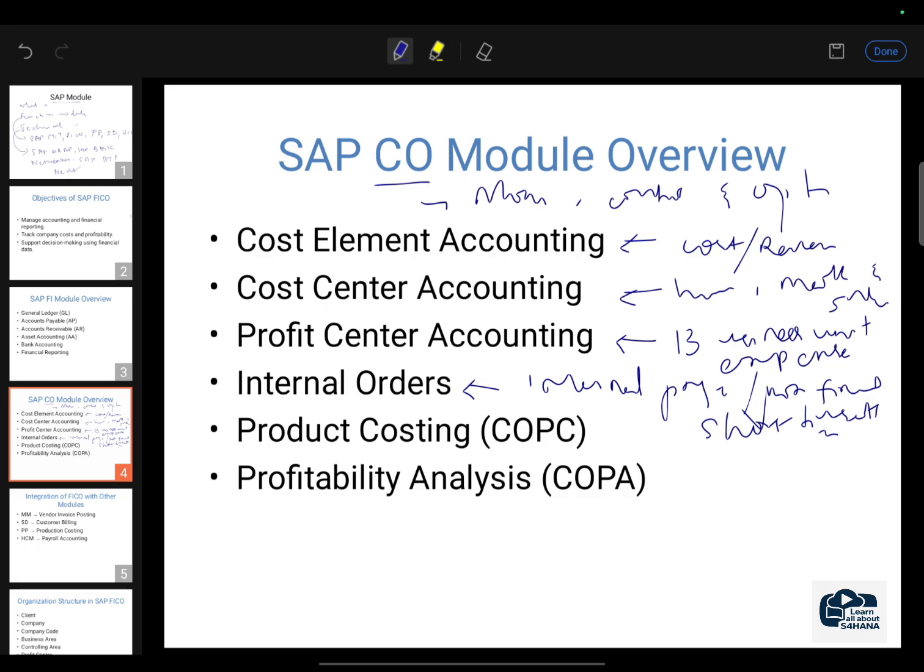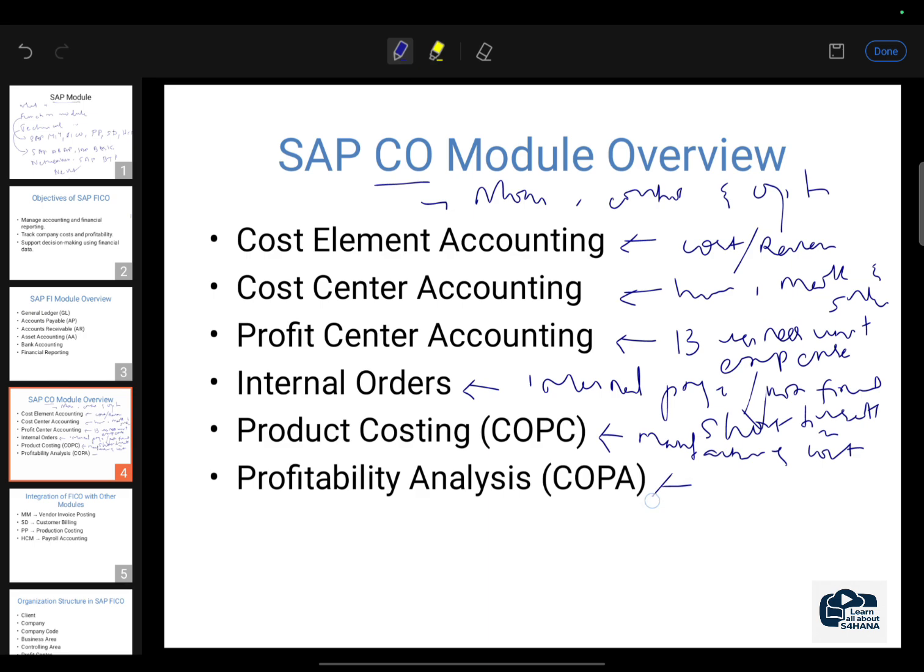Next in cost controlling, the next submodule is product costing. This product costing and controlling is a critical module that helps organizations manage and analyze their manufacturing cost. In short, we say it is COPC. Manufacturing cost means how much they spent on material cost, labor cost and overhead cost. All these cost controls are done through this product costing module.